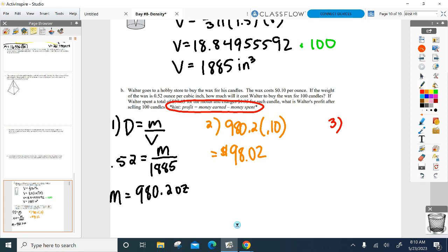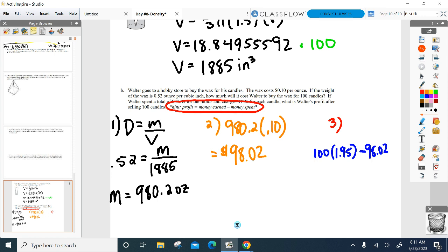How can I find how much he's going to take in? How many candles does he have? 100. And how much is he selling them for? $1.95. So this is how much he's going to earn, all 100 candles times $1.95 apiece. But he's got some costs associated with it, right? He spent some money on it. So I need to subtract out what he spent. The wax, which we know costs what? So minus 98.02 for the wax.